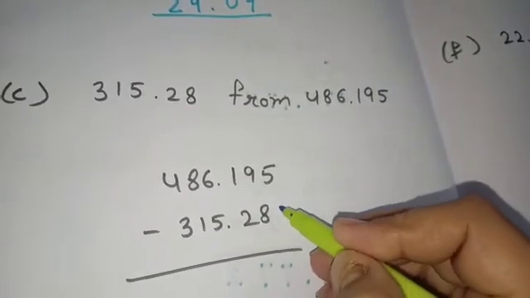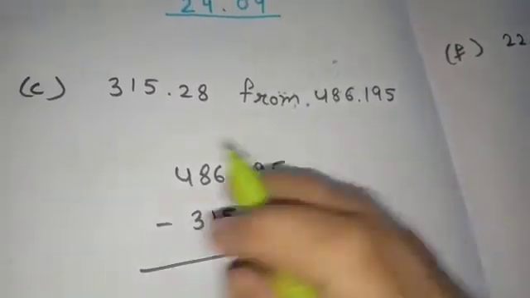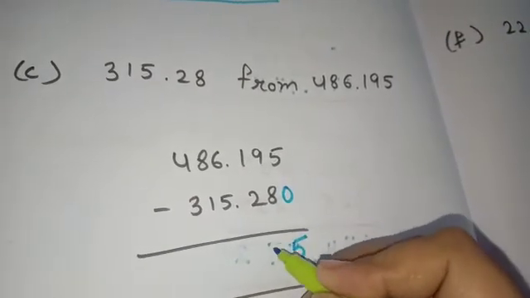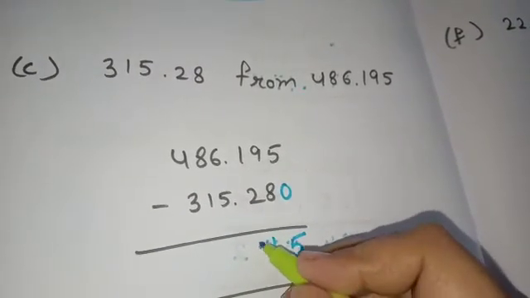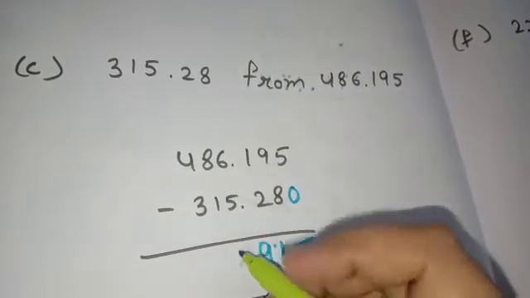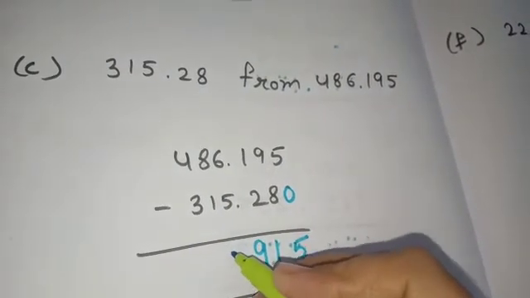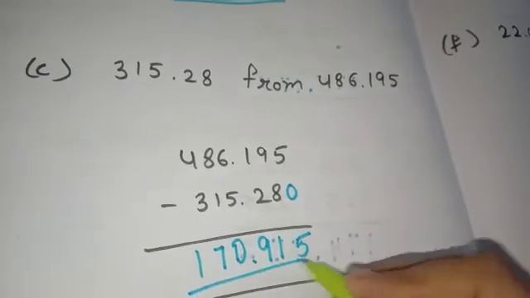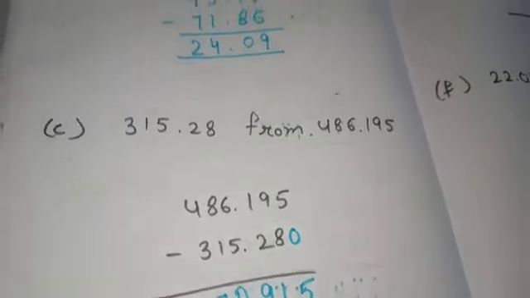As these are not like decimals, make them like first. C part. 5 minus 0, 5. 9 minus 8, 1. 11 minus 2, 9 after borrowing 1 from 6. 5 minus 5, it's 0. 8 minus 1, 7. 4 minus 3, 1. This is the C part of the question.